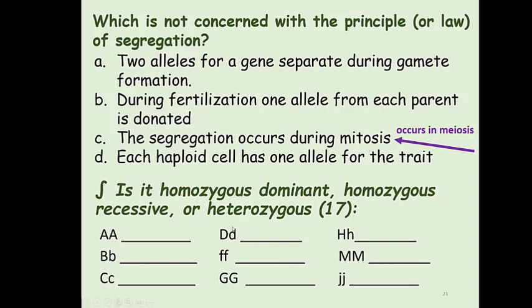So as you're looking at this, is it homozygous dominant, homozygous recessive, or heterozygous? So this is one of the points that we need to make sure that we also understand. This is how we abbreviate things. If it's a capital letter, that means it's dominant. If it's a lowercase letter, that means it's recessive. So this is homozygous because it's the same, and it's capital, so it's dominant. So try the rest.